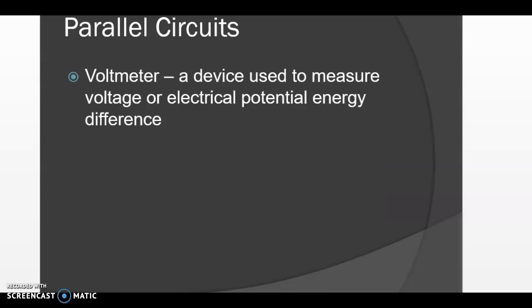Okay, so a voltmeter is a device used to measure voltage, or electrical potential energy. So this would be something that an electrician might use to figure out how much voltage is going through an area. It's just a machine. And in fact, if you've ever built anything, maybe your parents have one, that can tell you how much voltage is going through something.